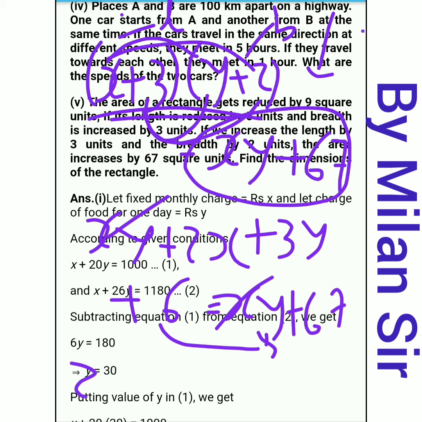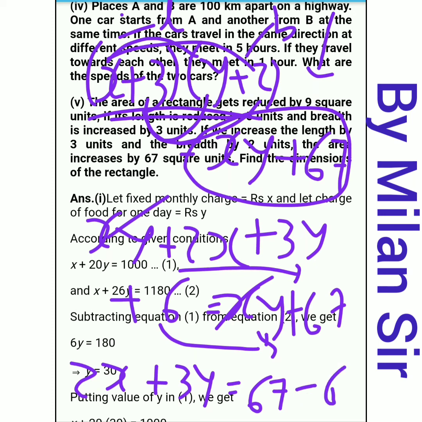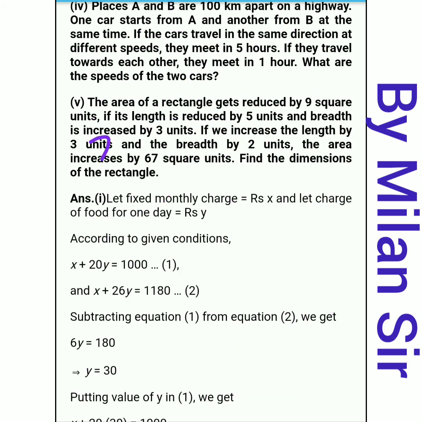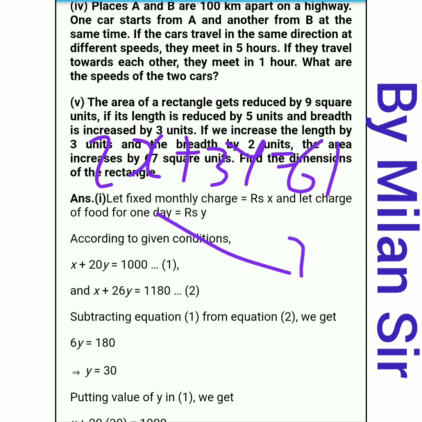So on the left-hand side we have 2x plus 3y, and on the right-hand side first of all 67 is there, and if we transfer this plus 6 to the right-hand side it becomes minus 6. So 2x plus 3y is equal to 67 minus 6, which is 61. So 2x plus 3y is equal to 61. This is our equation number 2.